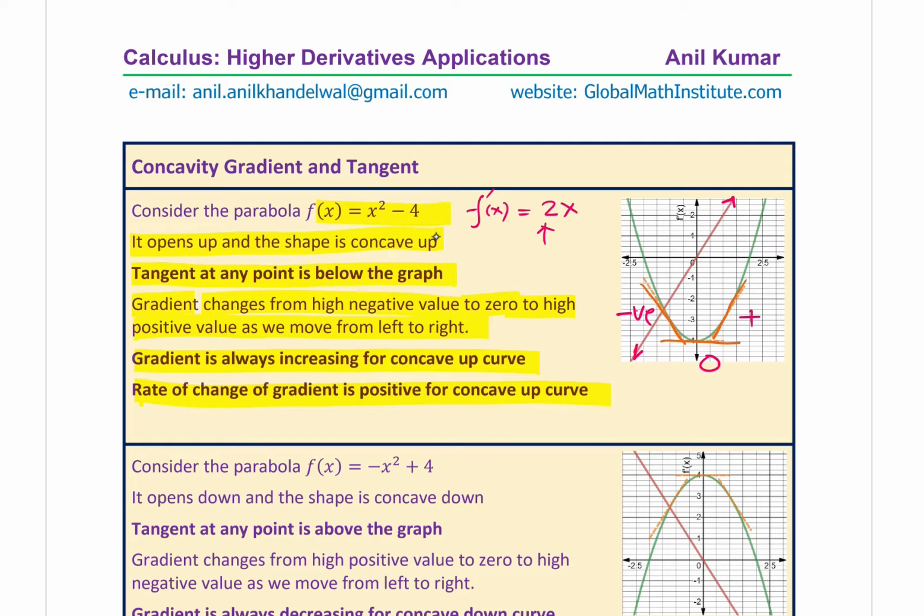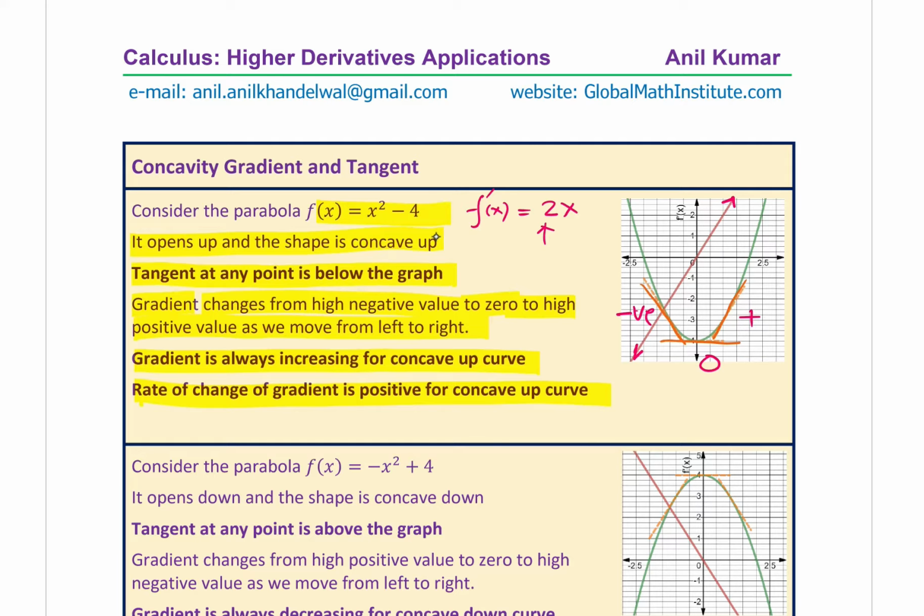So whenever you have a concave up, right? So this is for concave up. Two things are important to notice. One is the position of tangent. Let me write down tangent below, and derivative increasing. Correct? The gradient increasing. Perfect.